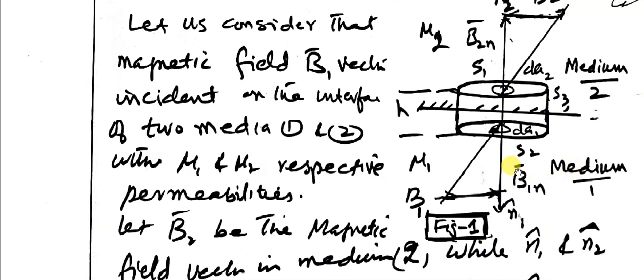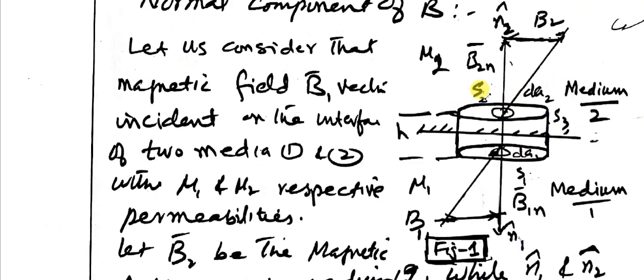We can see that this pillbox has three surfaces, S1, S2 and S3. This S1 and S2 are not related to the media, but to the surface. Let me correct that, okay, I just made the correction. Now S2 is the surface of this Gaussian pillbox cylinder in medium 2 and S1 is in medium 1. S3 is the surface all around, and it has a negligible surface area.